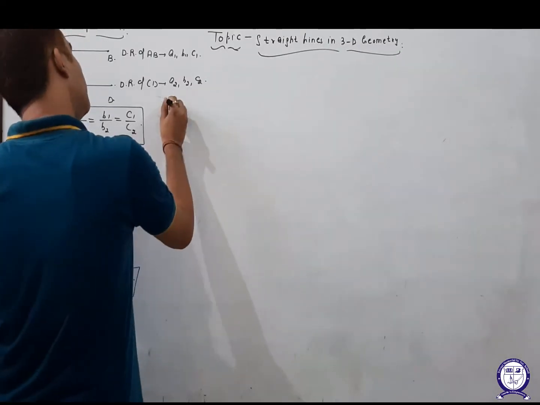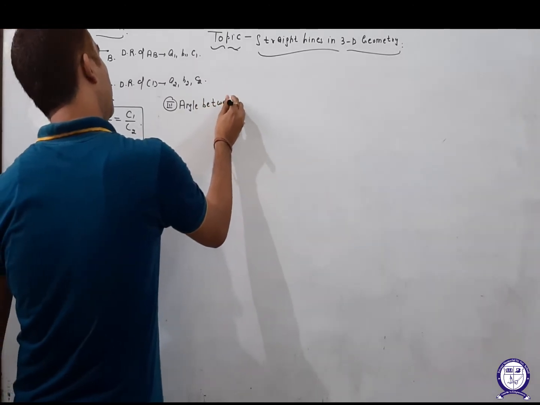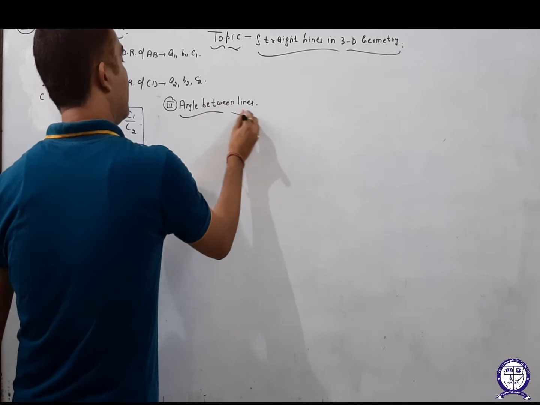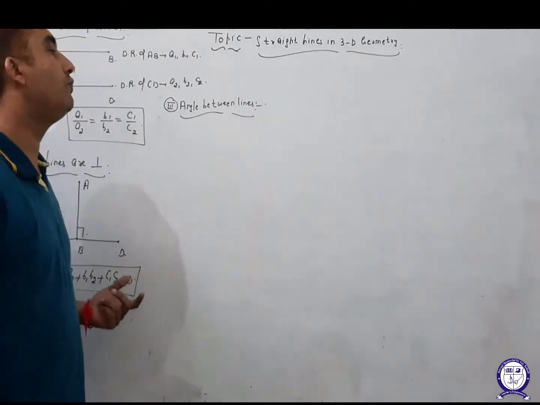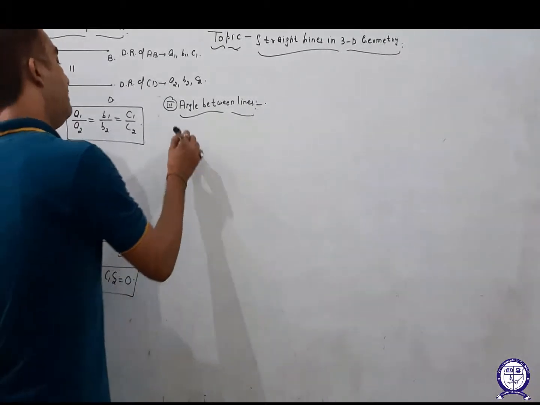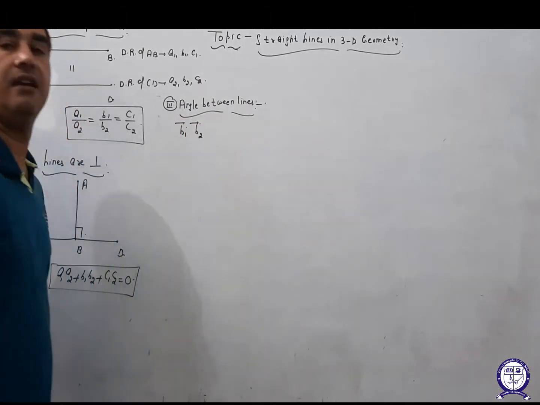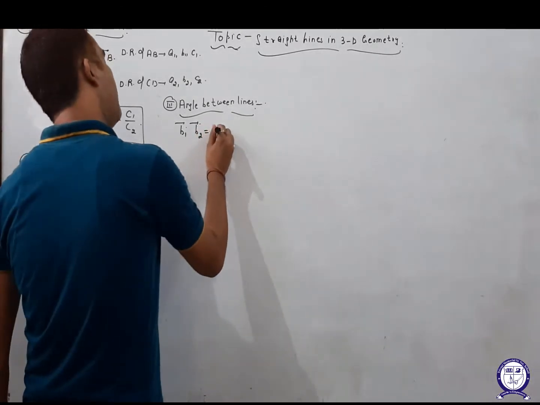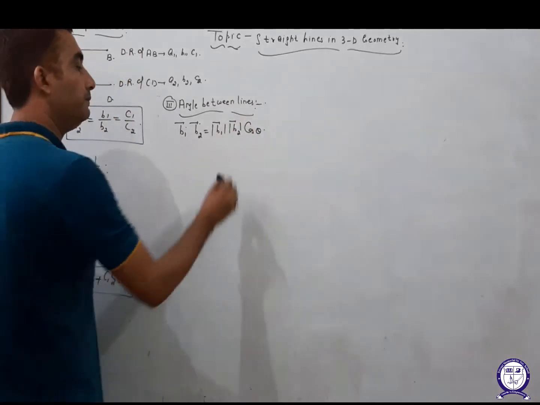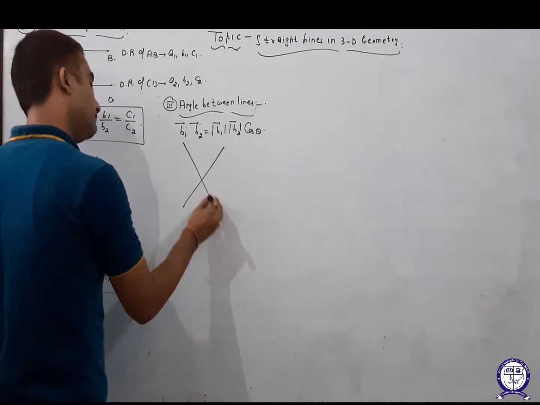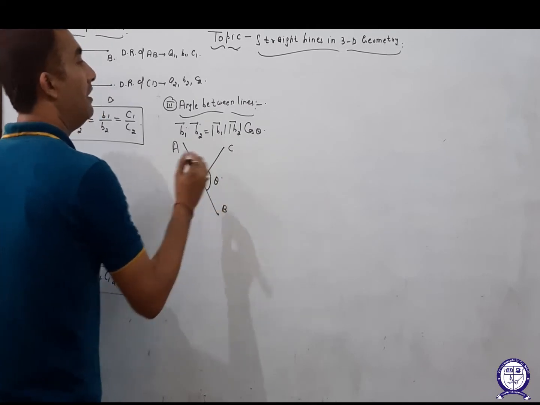Third, angle between lines. As you know, in a vector syllabus, if question is asking about angle, we have to use dot only, dot between two vectors, and these two vectors are direction ratio of both lines represented by B vector: B1 dot B2 is equal to magnitude of B1, magnitude of B2 and cos angle between them. That is AB and that is CD, angle between two lines, theta.